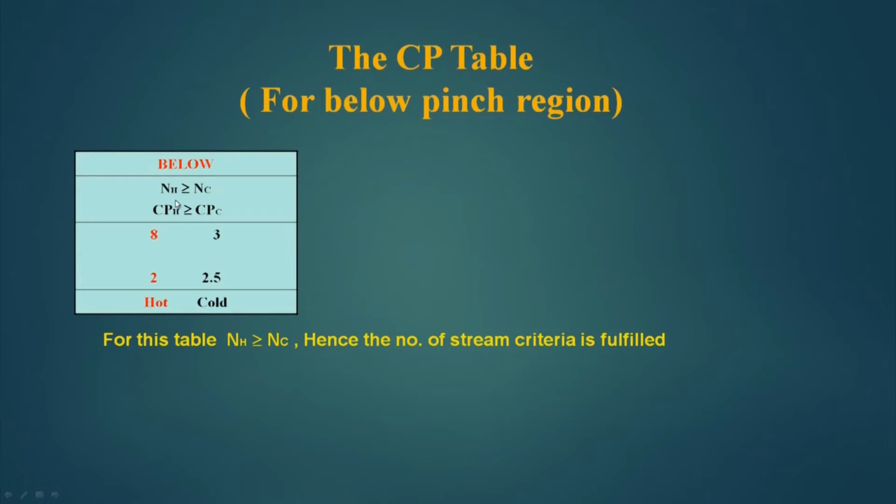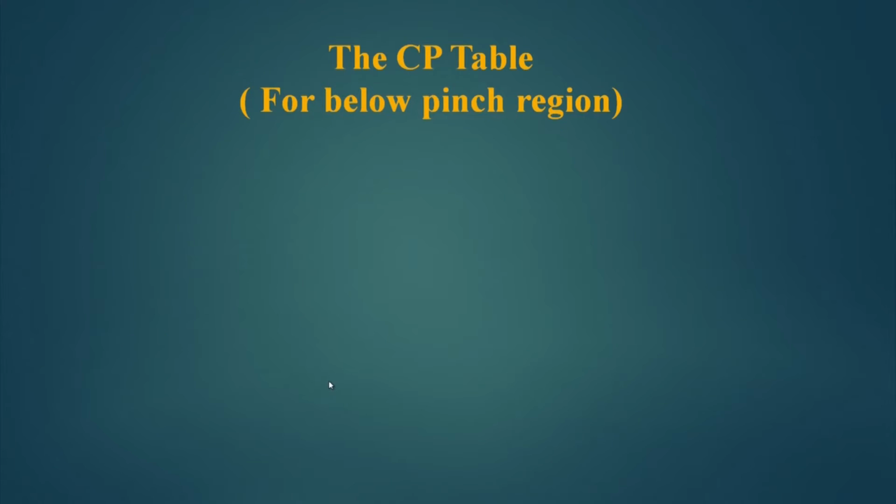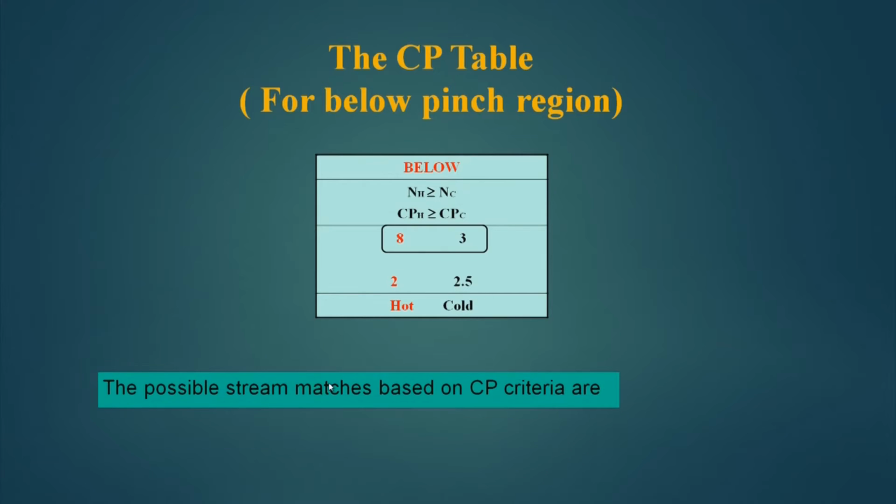Now, if you see the below the pinch region, here NH should be greater or equal to NC. In this condition NH is equal to NC, because there are 2 hot streams and 2 cold streams. So, this criteria is fulfilled. Now, the possible matches are where CPH should be greater than CPC. So, I can do this matching because 8 is more than 3, or I can go for 8 is more than 2.5. So, I can take this match as well.